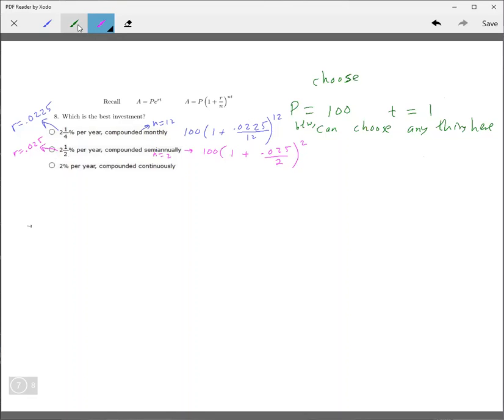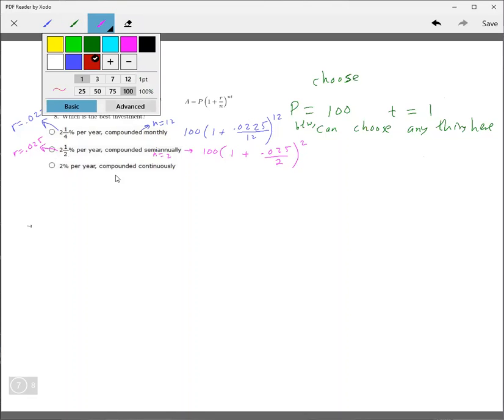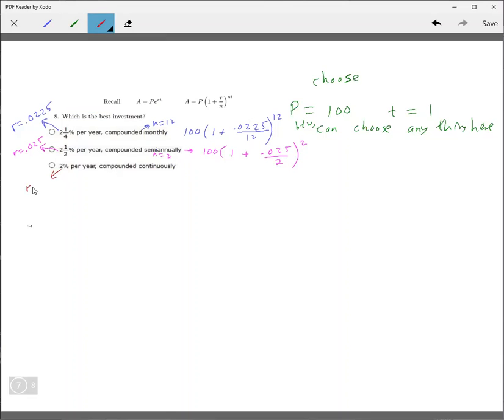Okay, and then the last one is this one right here. Here the rate's going to be 0.02. And it's continuously, so that means you use this formula here. And again, the principal is 100, because we chose it to be 100. You could choose different numbers here, and they'll be different. But you have to be consistent. You can't just choose different stuff. But you could make all these 1,000 if you want. So 1,000, 1,000, 1,000. Okay.